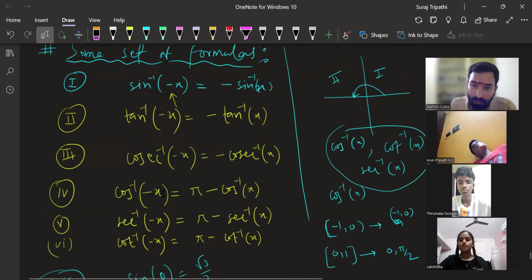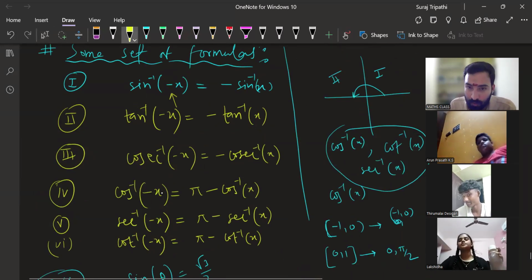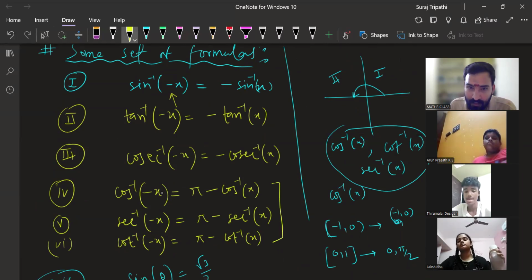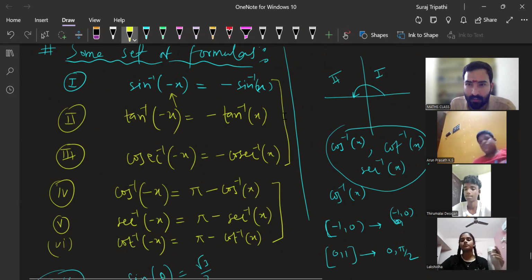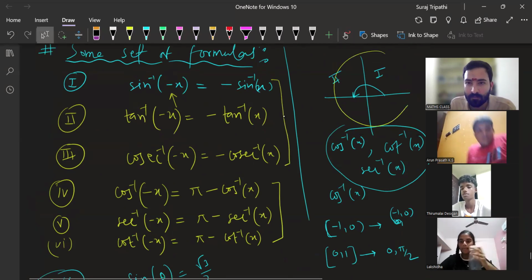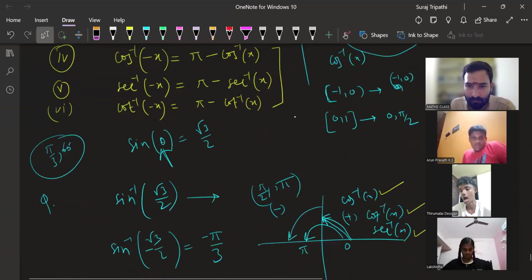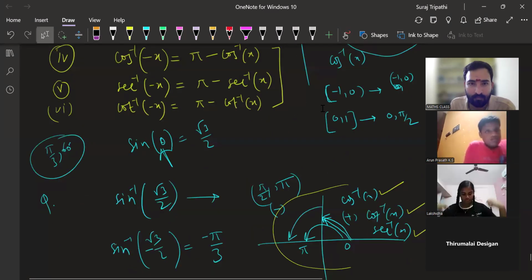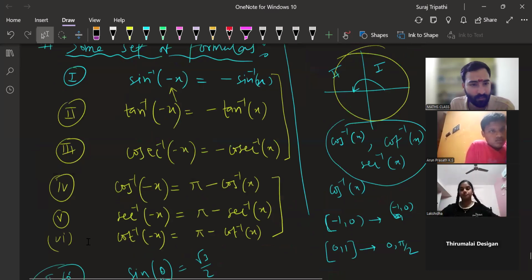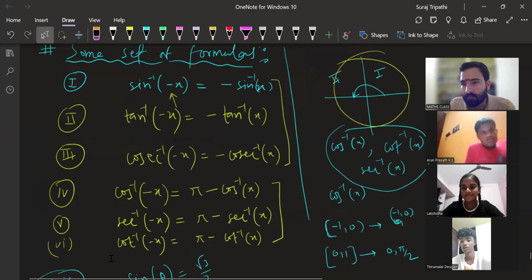These properties are very, very important. You should understand the difference between these three values and these three values. These are based on these graphs. Have you written all these 6 properties? Yes, sir.